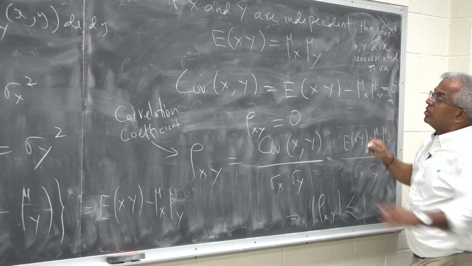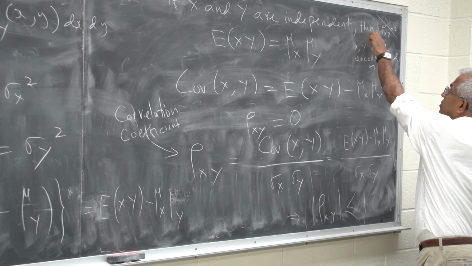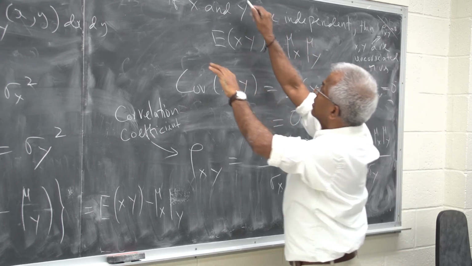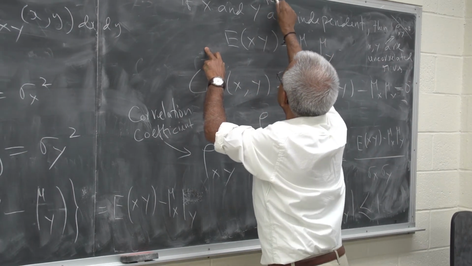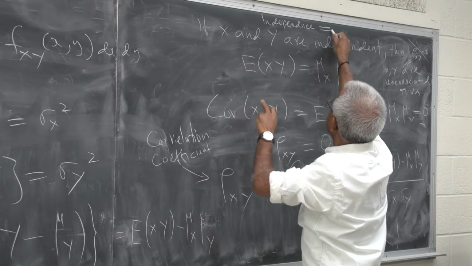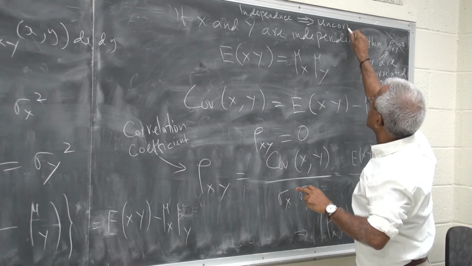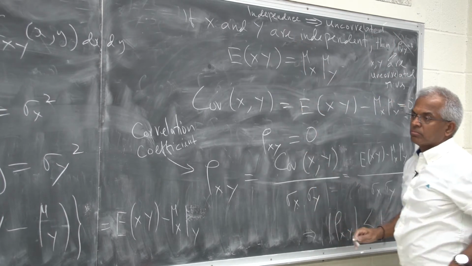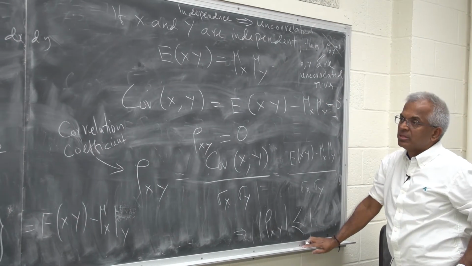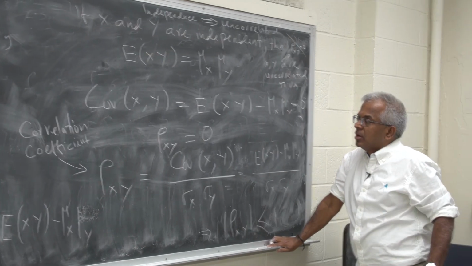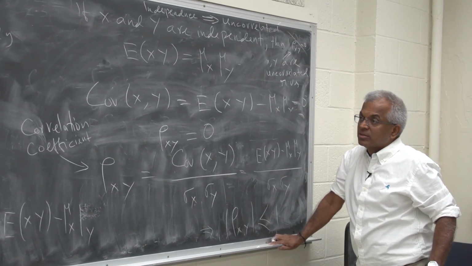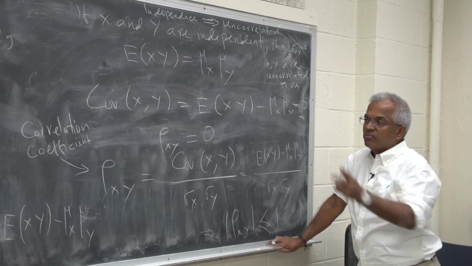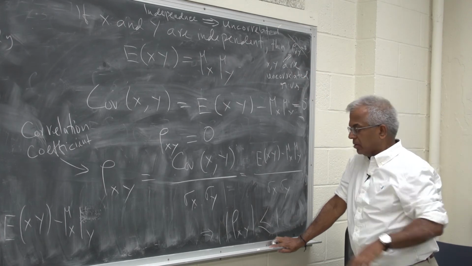Uncorrelated random variables. If x and y are independent, then they are uncorrelated random variables. So we can say that independence implies uncorrelatedness, but not the other way, because we haven't proved it. There is a special case. I'll just state the result: when x and y are jointly Gaussian, if they are uncorrelated, they are also independent.